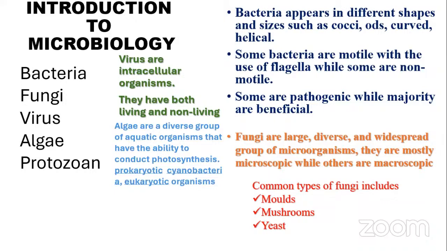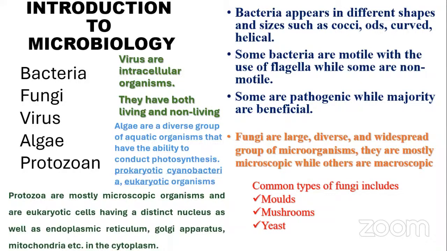However, we said algae are diverse. So algae can exist as prokaryotic. We have some that are cyanobacteria, and we have those that are eukaryotic organisms. Then lastly, we have the protozoa. Protozoa are also mostly microscopic organisms.